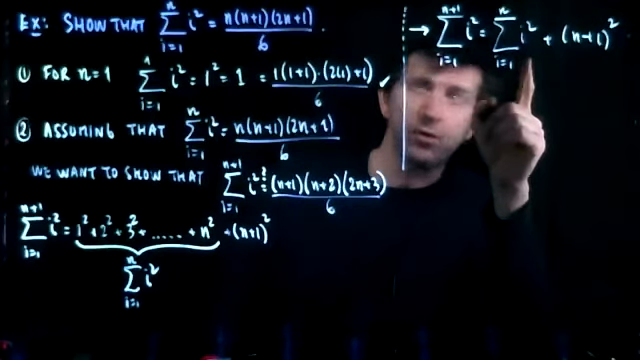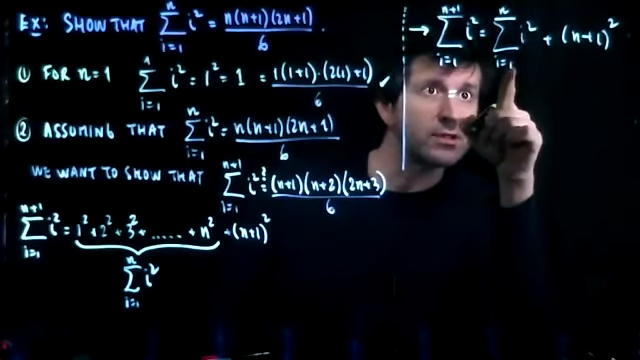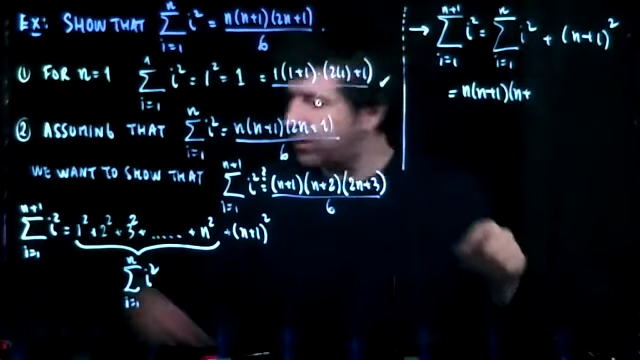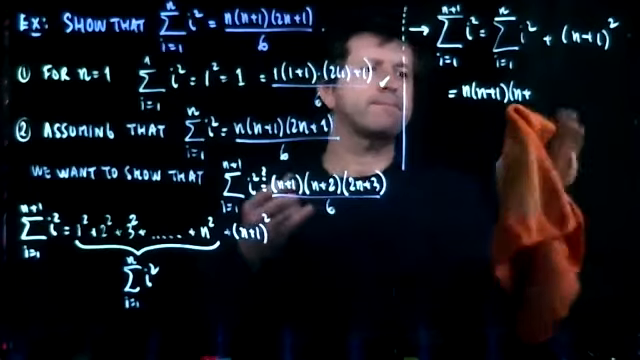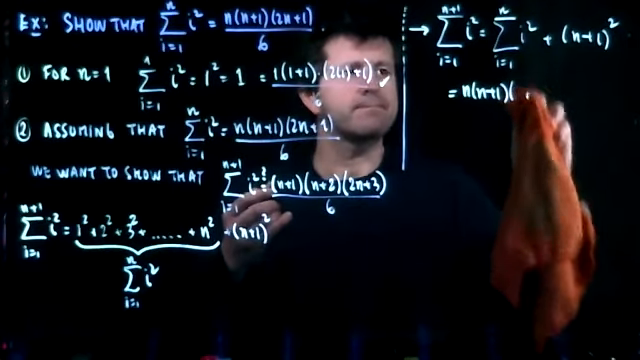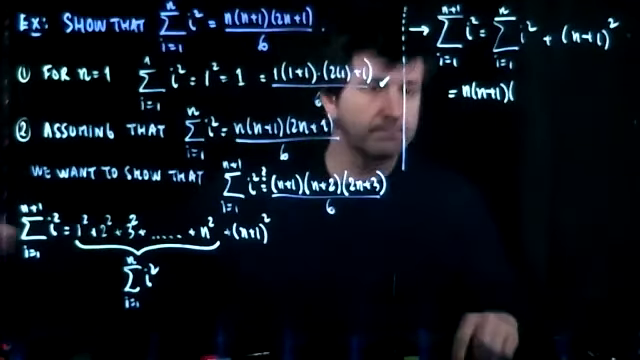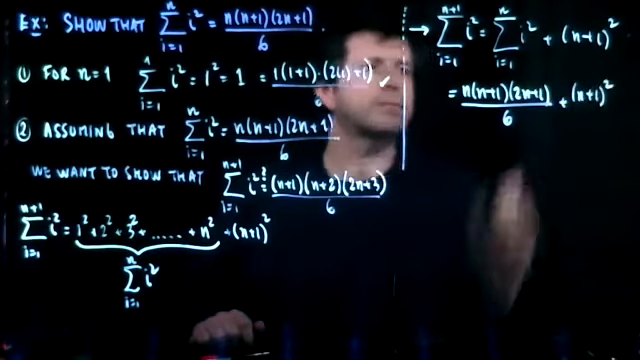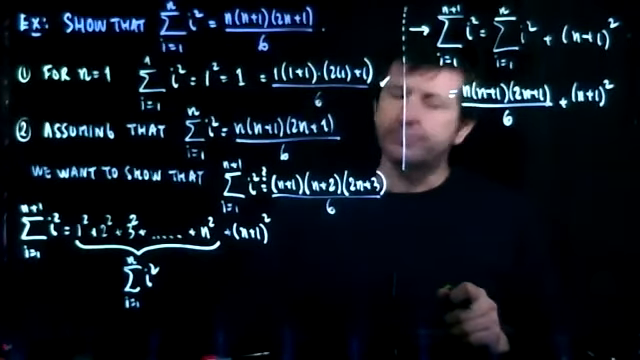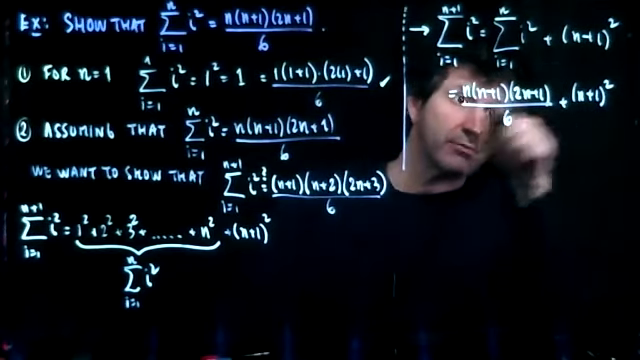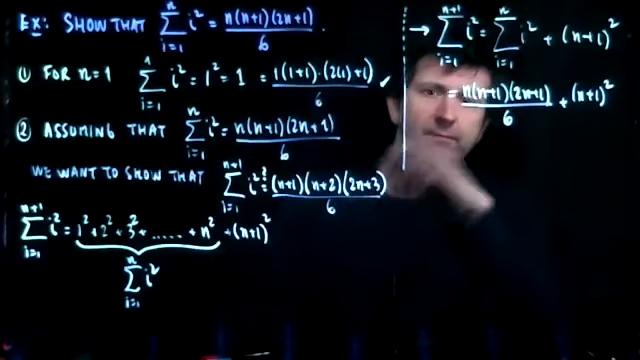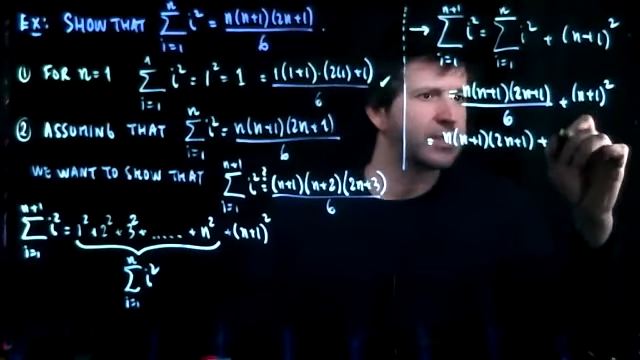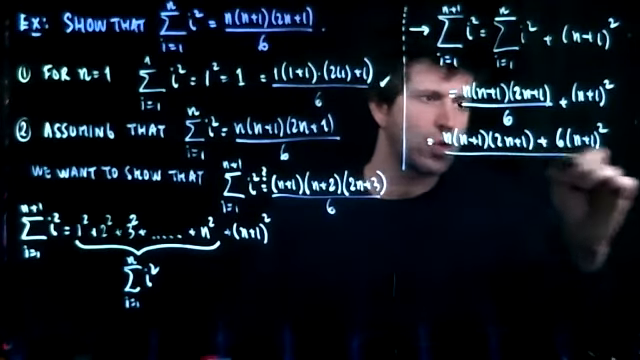Okay, and now I'm going to use my assumption. So we said the sum from 1 to n of i squared is n times n plus 1 times 2n plus 1 over 6, plus n plus 1 squared. And so now I'm going to simplify this expression and hope to get to what I'm looking for. So it's n plus 1, 2n plus 1 plus 6 times n plus 1 squared over 6.